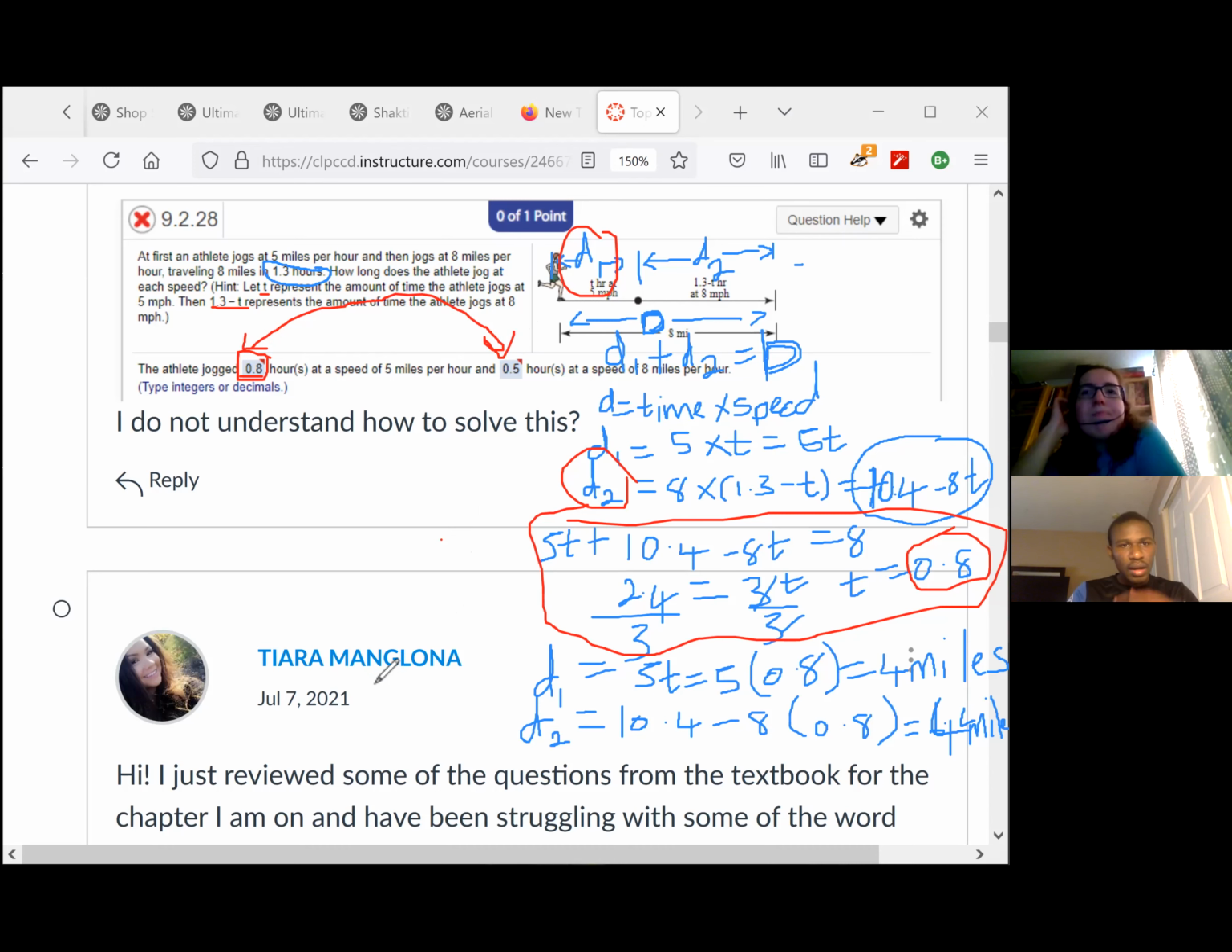I don't know why it's like that, but I'm sure T should be the time when they move at 5 mph. Then the remaining one should be the time they move when they are at 8 mph. So they move a total of 8 miles, and then T is 0.8. Yeah, 0.8, because it's 5 miles per hour. So why is it marking me wrong?